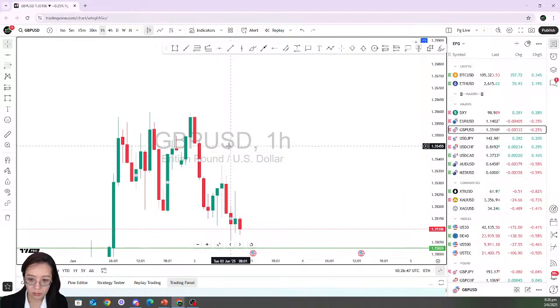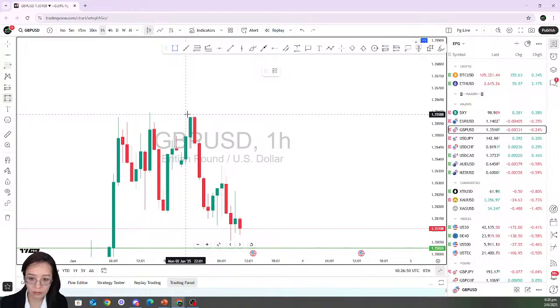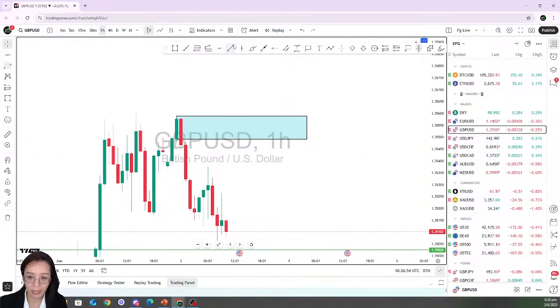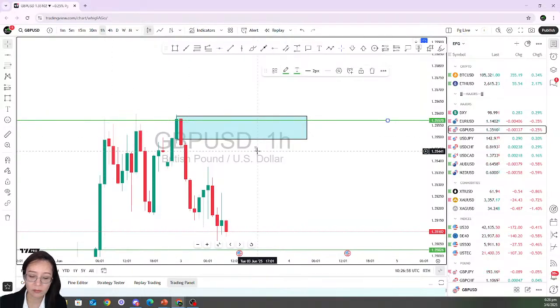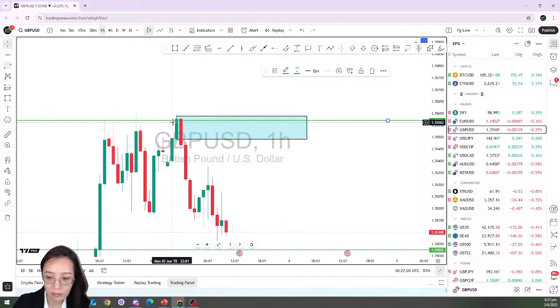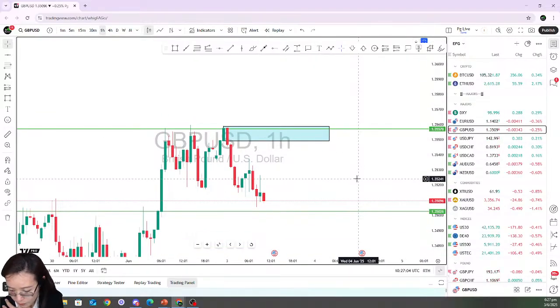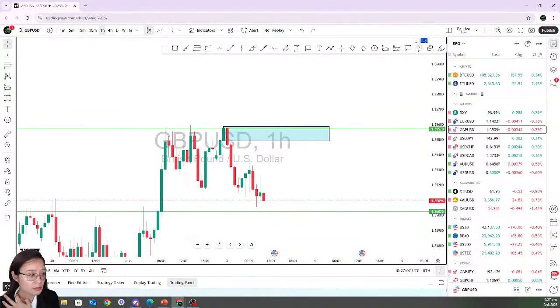So what you need to do now: this one is your supply. This is, I would say, my resistance level, a multi swing high resistance level. You can just highlight the zone, something like that.